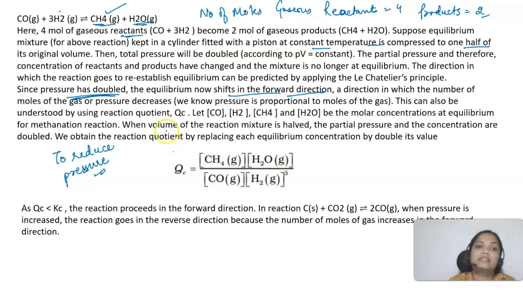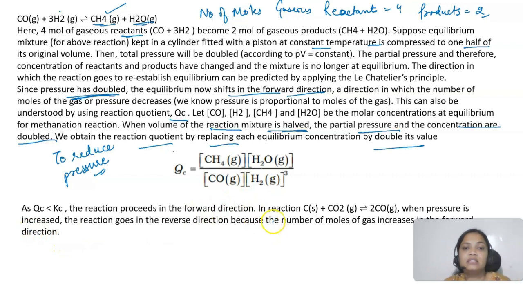Now you can understand it using QC also. If I write QC, these are the molar concentrations. When the volume of the reaction mixture is halved, the partial pressure and concentration are doubled. Of course pressure will double and concentration will also double because they are directly proportional. So to obtain the reaction quotient, we replace each concentration by double its value. The concentrations are getting doubled, so QC is less than KC. If QC is less than KC, the reaction proceeds in the forward direction.